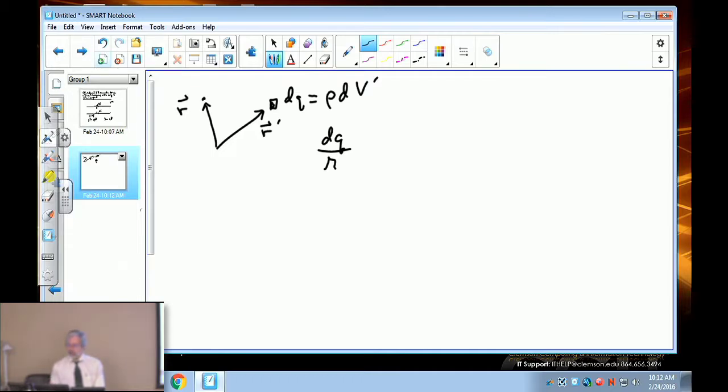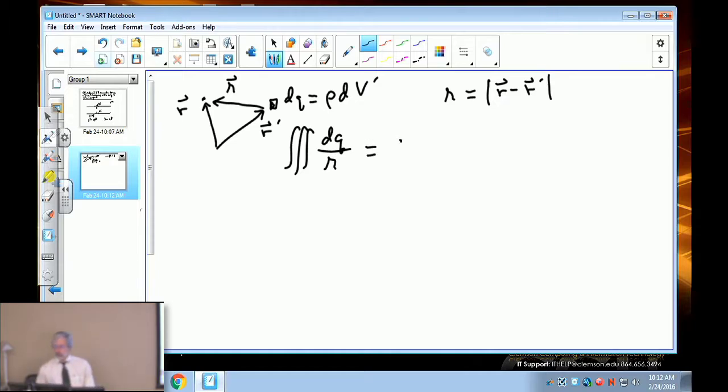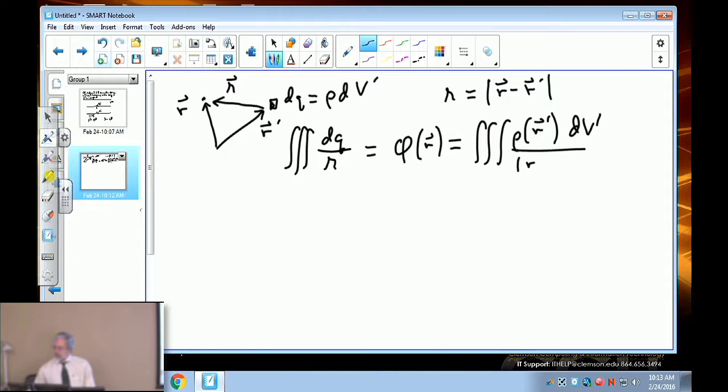We want to know what the field is. This is script R, which is the third leg of that triangle, and the magnitude of script R then is the magnitude of that difference, R minus R prime. Okay, and that gives us a little contribution to the electrostatic potential, and if we integrate this, and it's in principle 3 dimensions because we have a 3-dimensional charge distribution, that will give us phi at R. And this, written then in terms of the charge distribution, charge is a volume integral.